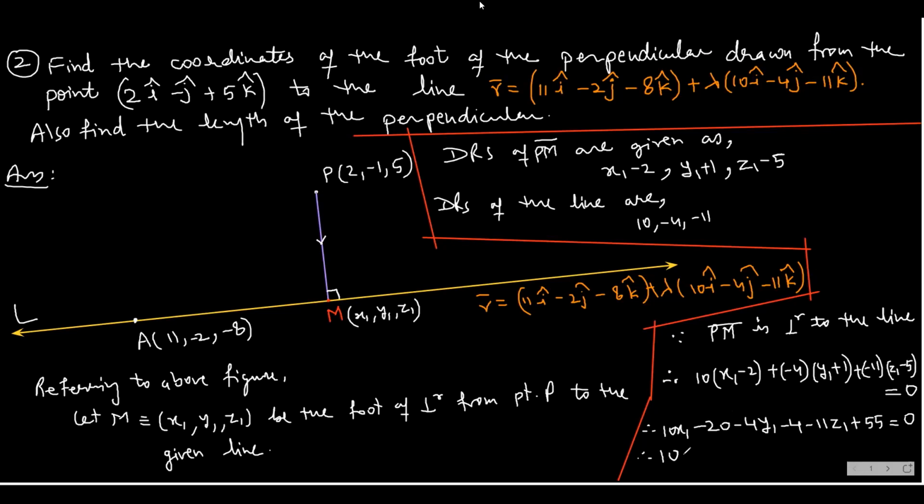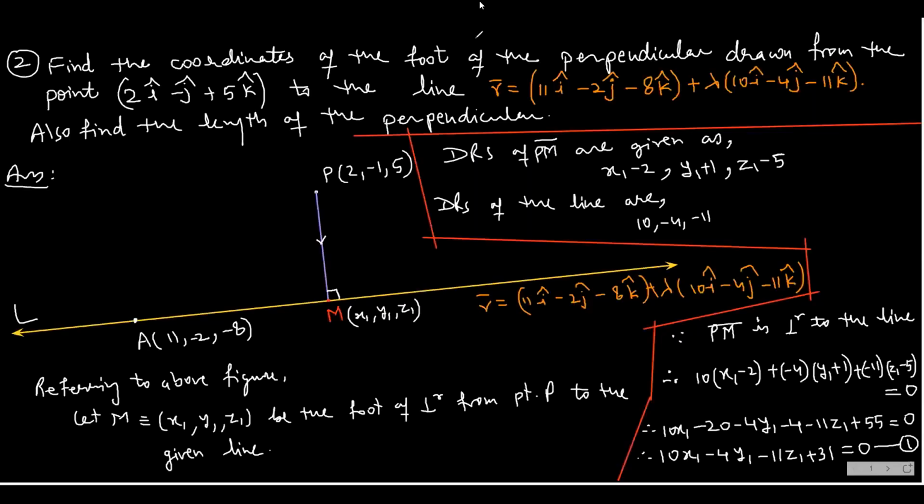So you have, therefore, 10x1 minus 4y1 minus 11z1, and this will become minus 24 plus 55. If it was minus 25, it would have given me 30, so what I get is 31. So plus 31 equals 0. And this is equation number 1.